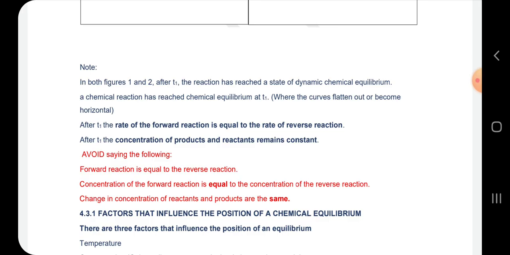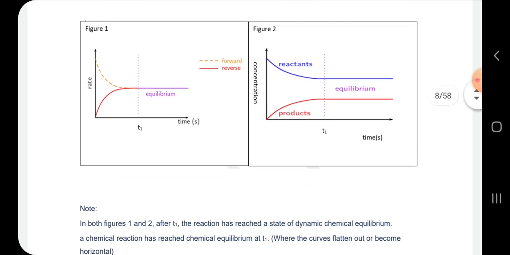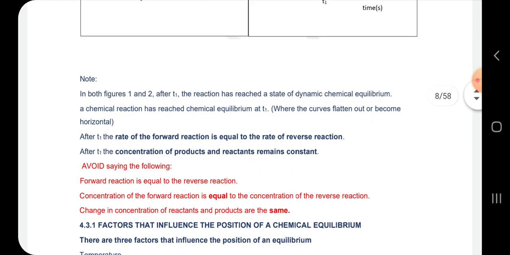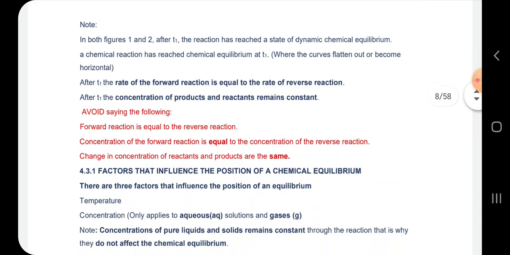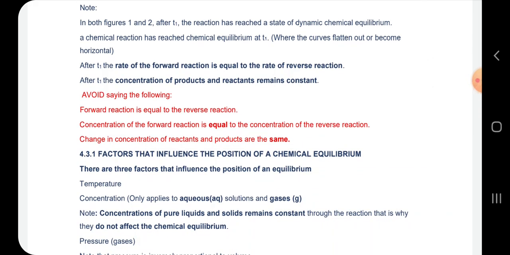Avoid saying the following: forward reaction is equal to the reverse reaction. So say the rate of forward reaction is equal to the rate of reverse reaction. So say rate, or say concentration. If it's a rate graph, figure 1 is the rate graph, 2 is concentration. So the rate of the forward reaction is equal to the rate of the reverse reaction, or the concentration of the product and reactant remain constant thereafter equilibrium. Okay, so avoid saying whatever that has been highlighted.